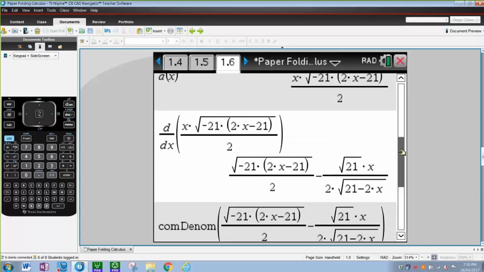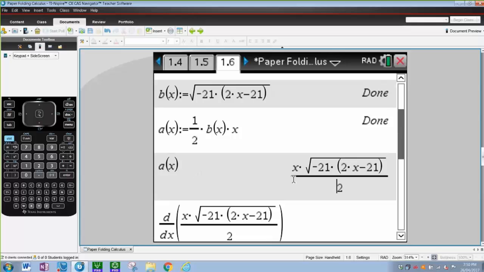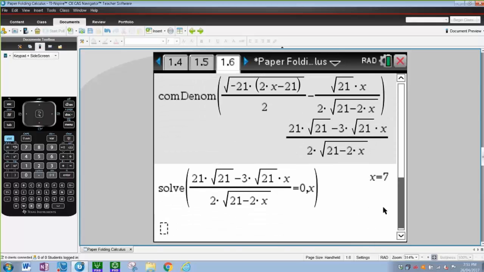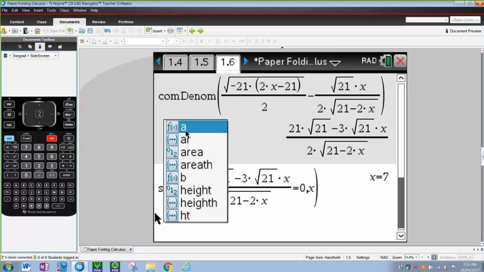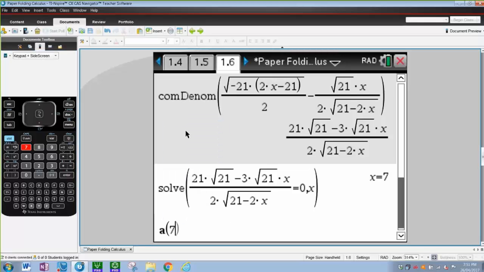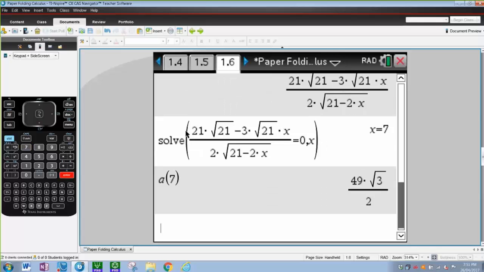I'll just scroll back up to that. We have the area function sitting here. So we don't need to go and find the base and find the height and do Pythagoras and all that again. We can literally just get the A function from var, press A, and then just type in 7, because that is the x value at which we get a maximum. Hit enter, and there we go, 49 square root 3 over 2. So that is the exact maximum area of our triangle.